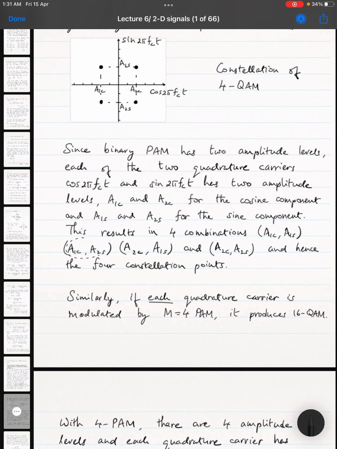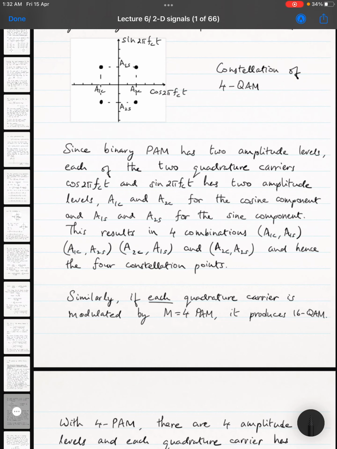As I mentioned earlier, we have these 4 different combinations. Each combination gives rise to a particular symbol. So we have 4 combinations of 4 symbols, so that gives us 4 constellation points, or 4 different signals to represent each of the 4 symbols, that is. Similarly, instead of modulating each of these quadrature carriers, cosine and sine, using a binary PAM, if we use a 4 PAM signal as our baseband signal to modulate the cosine and sine components, then we will get a 16 QAM constellation.